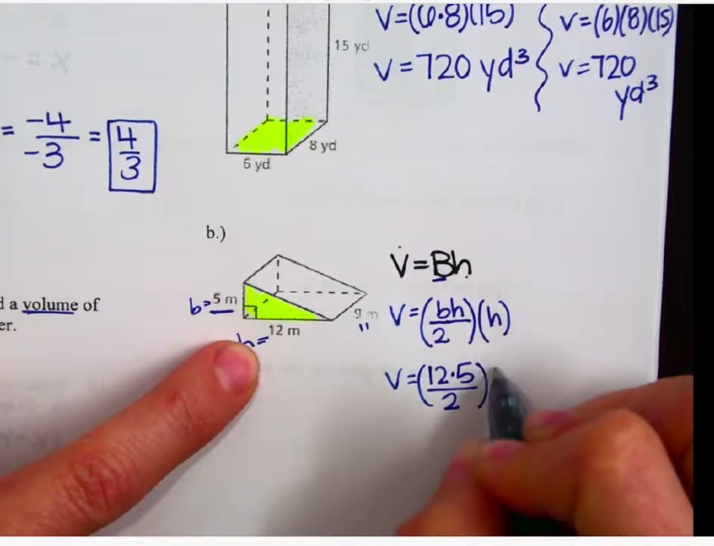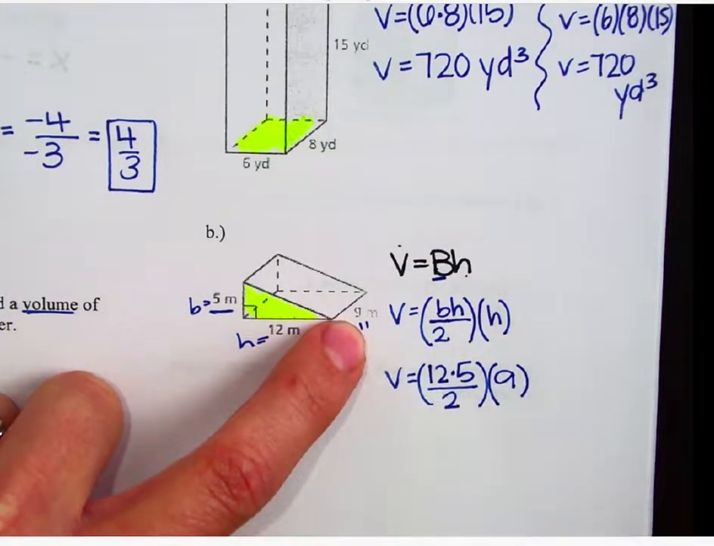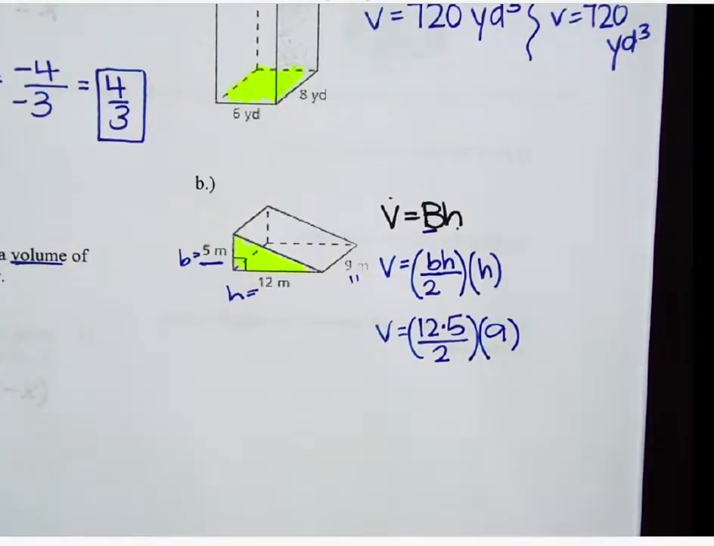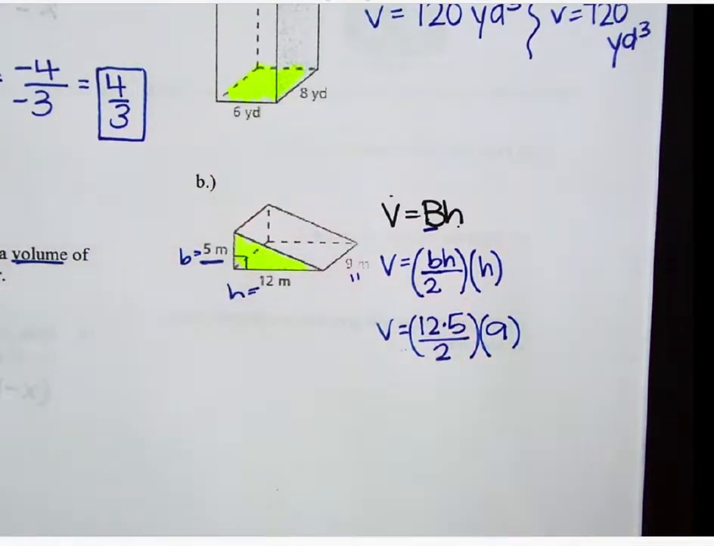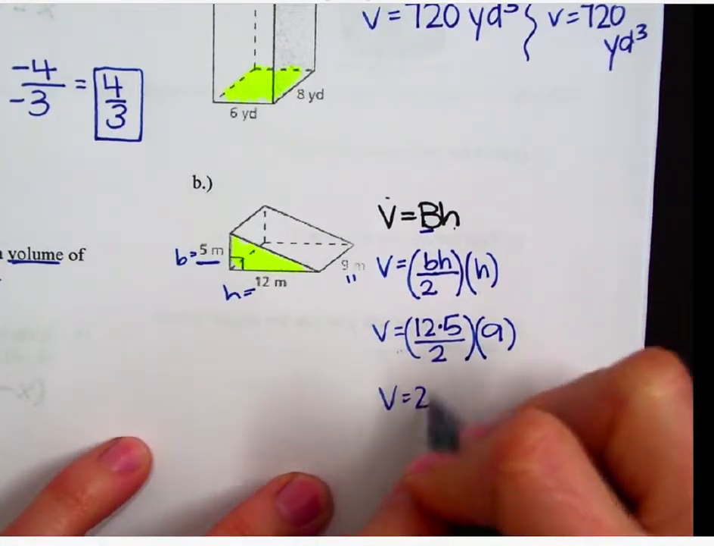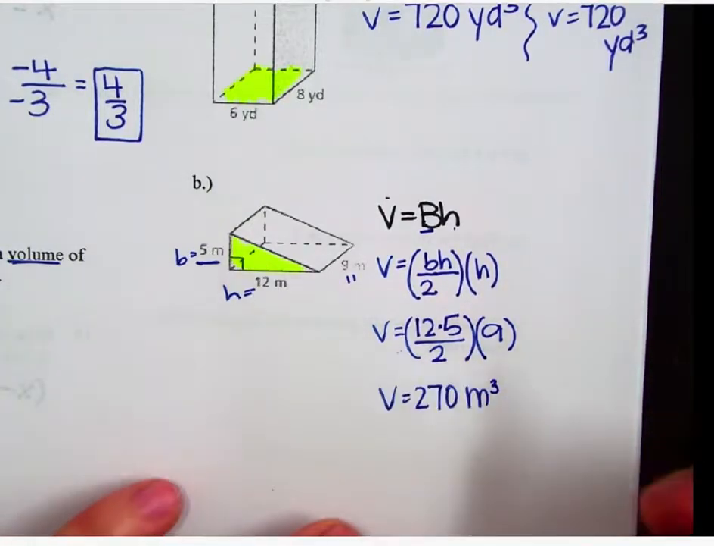Okay, so 1/2 base times height in the triangle is going to be 12 times 5 divided by 2, and then times the height of the prism, 9. Without a calculator, 12 times 5 is 60, 60 divided by 2 is 30, and then 30 times 9 is 270. So 270 cubic meters would be the volume of this prism.